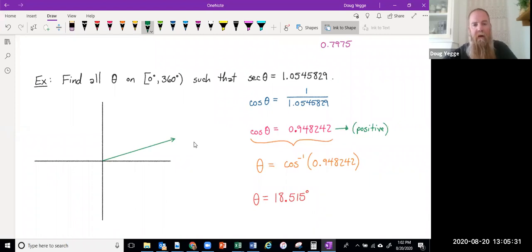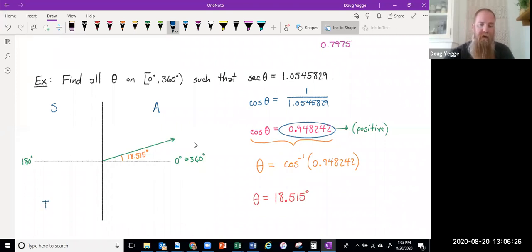When I'm looking at all of the angles between 0 and 360 degrees, here's 180, a half rotation, all the way back around to 360 degrees. It turns out that that's not the only angle that's going to give this value. This angle is 18.515 degrees, but that's not the only place where cosine is positive. This is where ASTC comes into play. Remember, in the first quadrant, all of the ratios are positive. In the second quadrant, only sine is positive, but cosine is negative. So I know that my angle can't be in the second quadrant because that's a positive ratio.